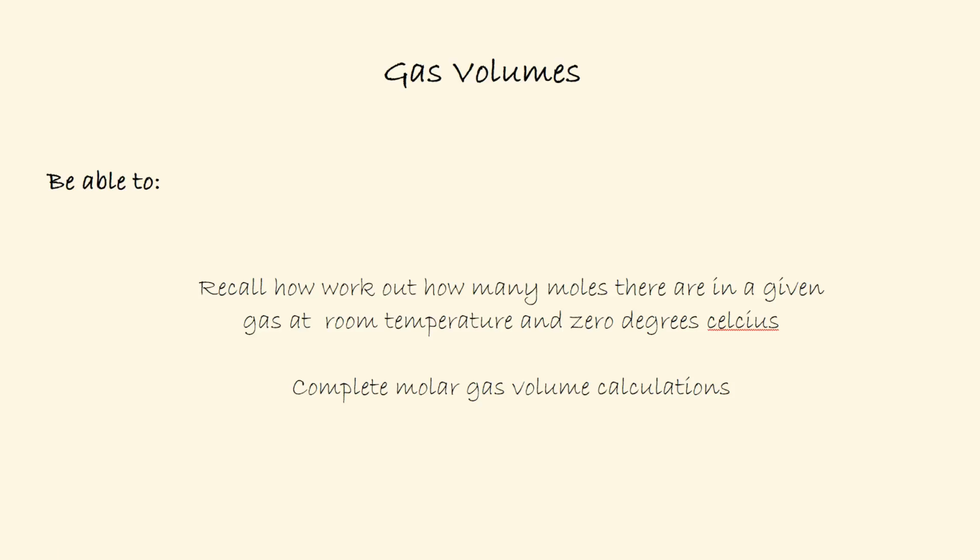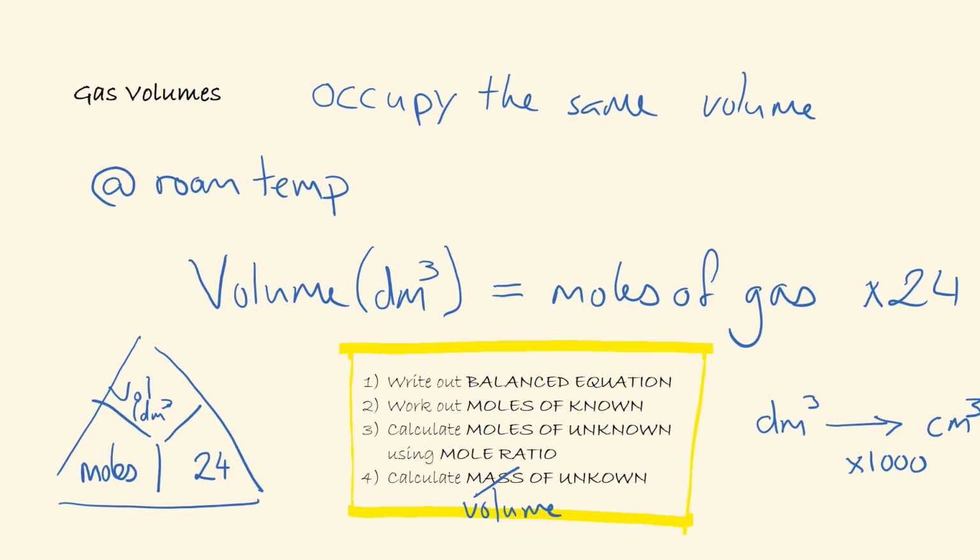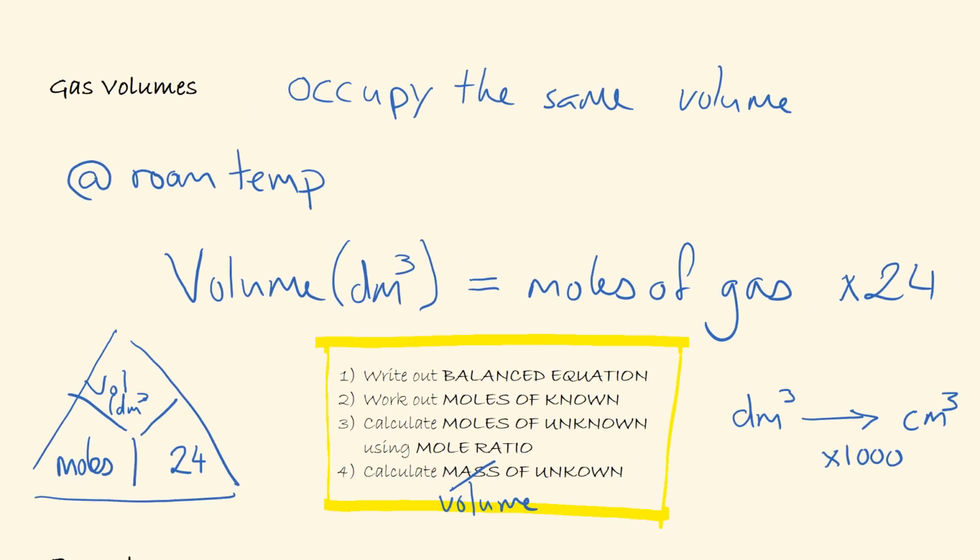Okay, so you should now be able to recall how to work out how many moles there are in a given gas at room temperature and 0 degrees Celsius, and complete the molar gas volume calculations. Just realize that the only difference here between room temperature and 0 degrees Celsius is that at room temperature we multiply here by 24, but at 0 degrees Celsius this number becomes 22.4.